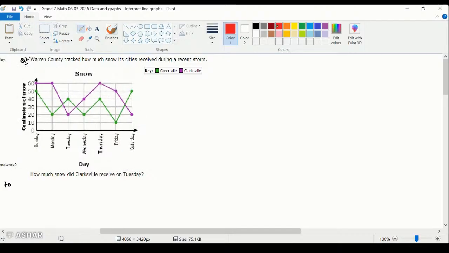Warren County tracked how much snow cities received during a recent storm, right? So Clarksville is shown with the purple and Greenville with the green. So these are the different graphs that are shown over here. Let's say, how much snow did Clarksville receive on Tuesday? So this would be Tuesday, and this was Clarksville. So we can say 20 centimeters of snow.